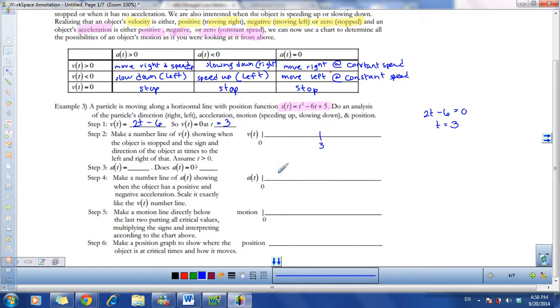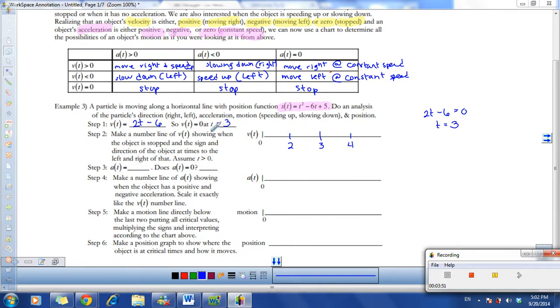I put it on my number line. Okay, and it says make a number line of v of t showing when the object is stopped, and the sign and direction of the object at times to the left and right of that. So to the left I have time t equals 2. To the right I have time t equals 4. It says assume t is greater than 0. Alright, assumed.